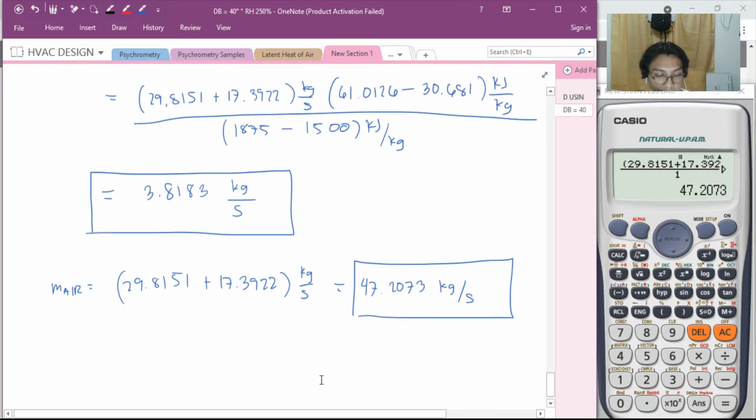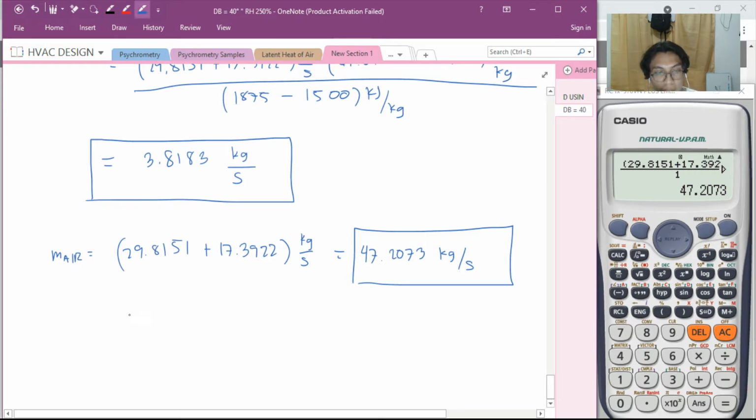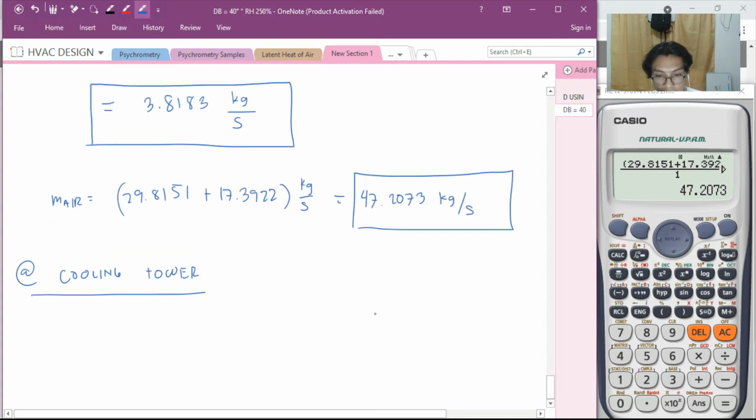Now, may isa-solve pa ba tayo dito? At cooling tower na. Drawing natin yung cooling tower. So, you have here yung cooling tower mo. Ito yung papasok dyan na hot. Baliktad lang yun sa drawing ko. Ito yung palabas na cold. T high, that is 40 degrees Celsius.